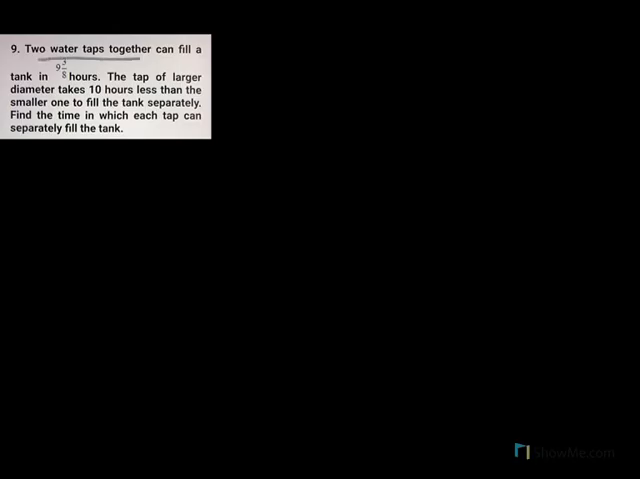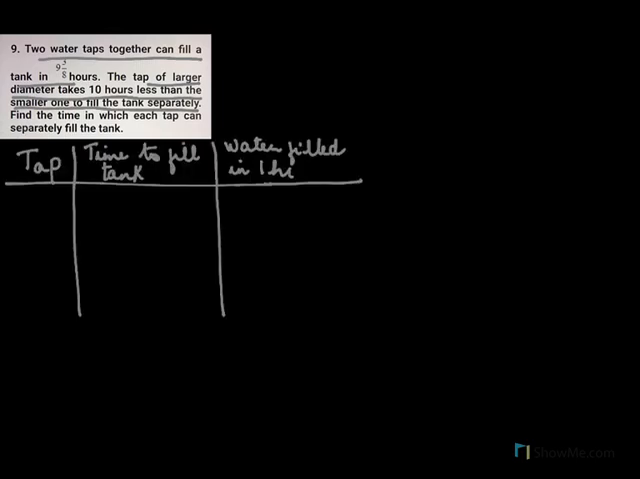2 water taps can fill a tank in 9 3 by 8 hours. The tap of a larger diameter takes 10 hours less than the smaller one to fill the tank separately. Find the time in which each tap can separately fill the tank. So here is a column. We have 2 taps, tap A and tap B.